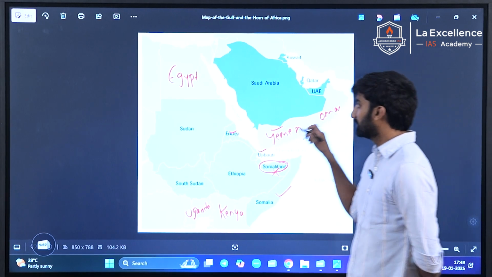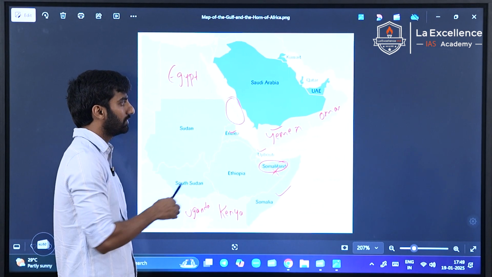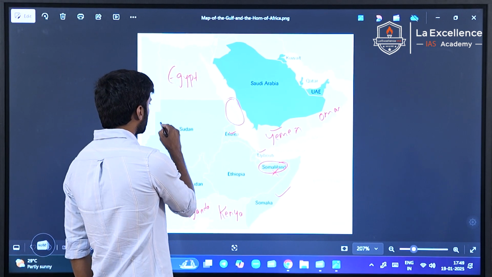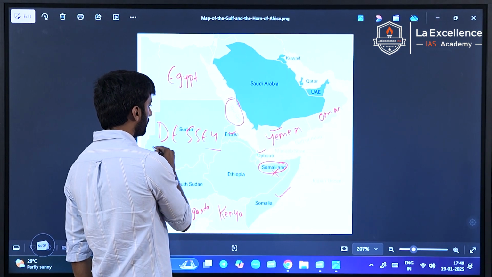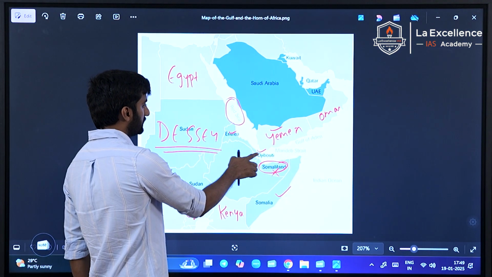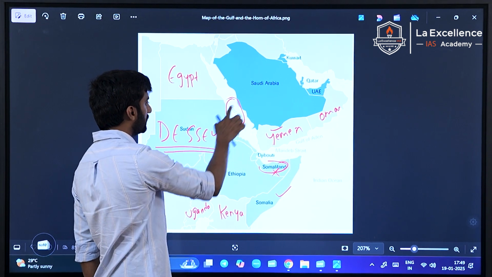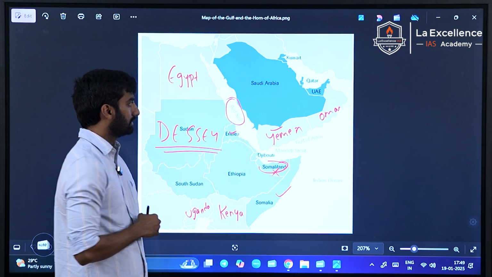Third important fact from this region is this Red Sea. Red Sea and bordering countries is also important, asked a couple of times in previous years' questions. So there are 6 countries bordering the Red Sea and we have a mnemonic for this. The code is DESI. D stands for Djibouti, E for Eritrea, S for Sudan, another S for Saudi Arabia, E for Egypt, Y for Yemen. 6 countries bordering the Red Sea.